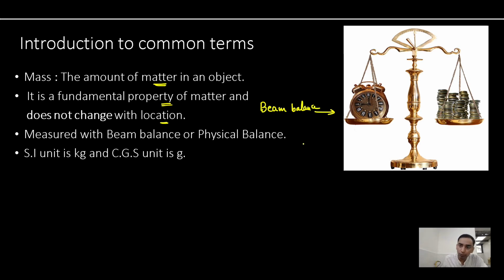A smaller version of the beam balance, mostly used by goldsmiths and nowadays outdated, is the physical balance. Physical balances are very, very small, and they are kept in a box so that the air and the wind do not hinder the measurement of very tiny and delicate masses. The SI unit of the mass is kg, and the CGS unit is gram. So 1 kg is equal to 1000 gram or 10 to the power 3 grams. Please remember.